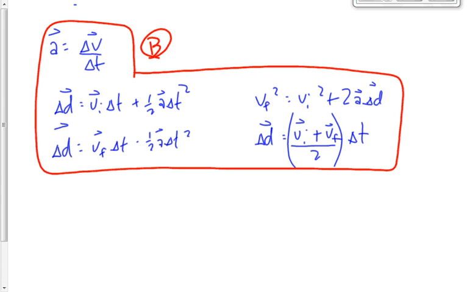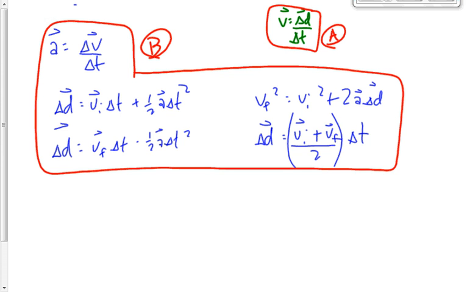All 5 of these equations are what I call group B equations. That means we are allowed to use them whenever the object is experiencing an acceleration, whenever it's speeding up or slowing down. Now, we also have another equation that we learned the very first day of class. V is equal to delta V over delta T. This is valid when we have constant velocity, not when the object is accelerating. This is our group A equation.